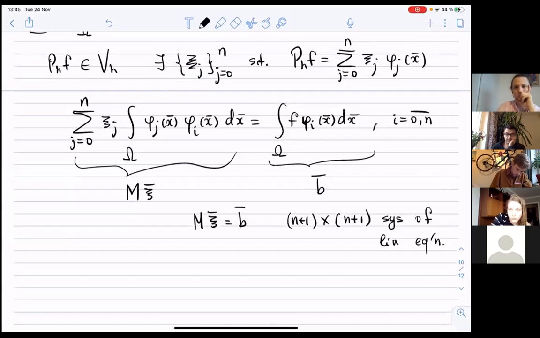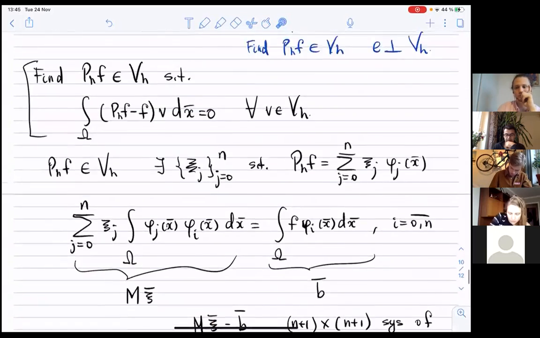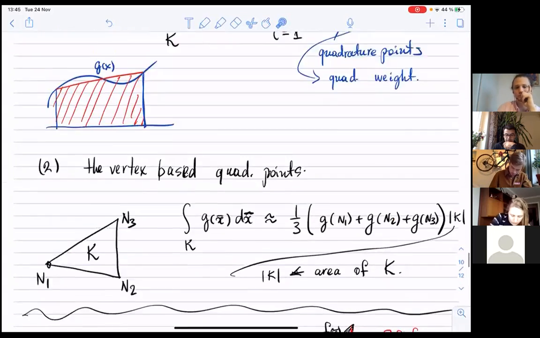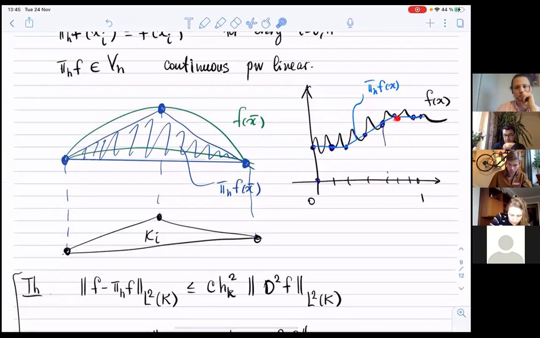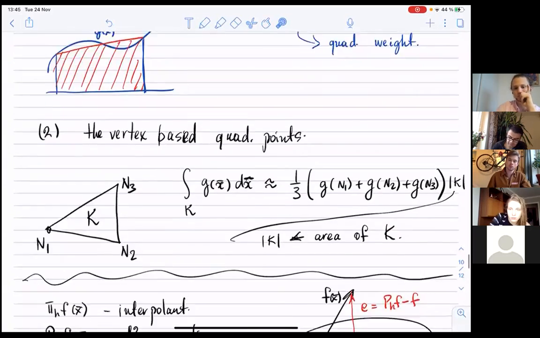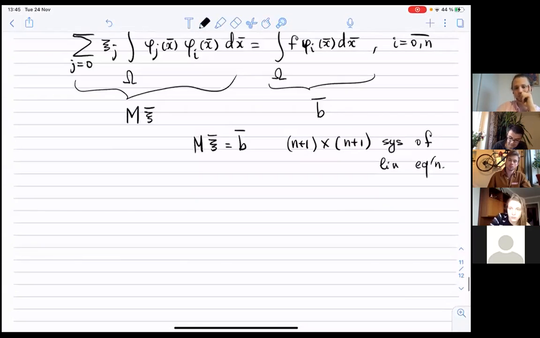Okay, so once we find these coefficients, it's going to be our projection of the given function. And remember, when you find the projection, it finds the best approximation of this wavy function in the finite element space. So it doesn't have too much to do with the interpolation. It's actually much better than interpolation. So there is one little exercise that I leave to you. We proved it for the 1D case.